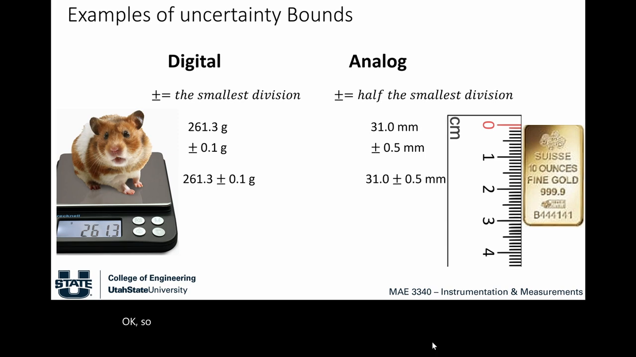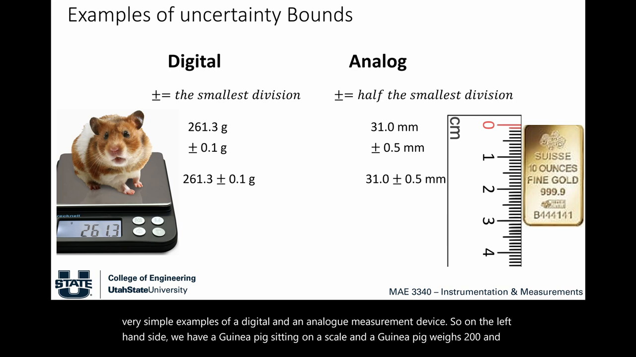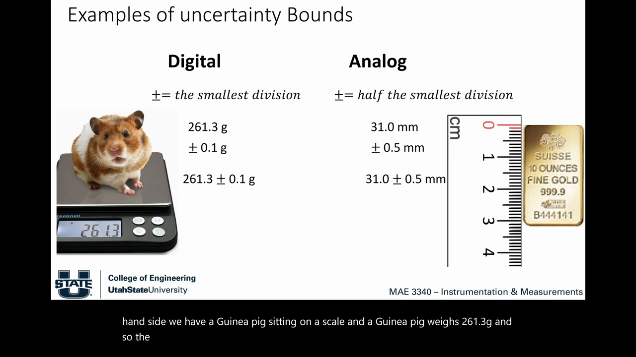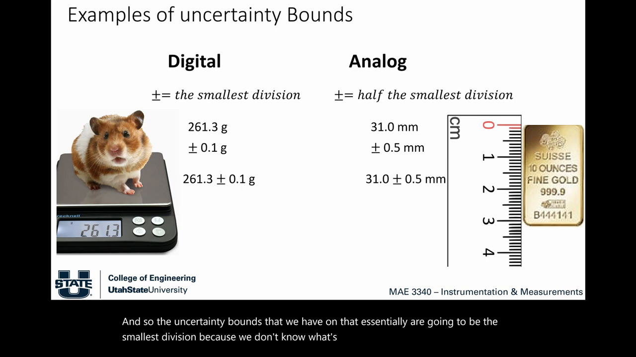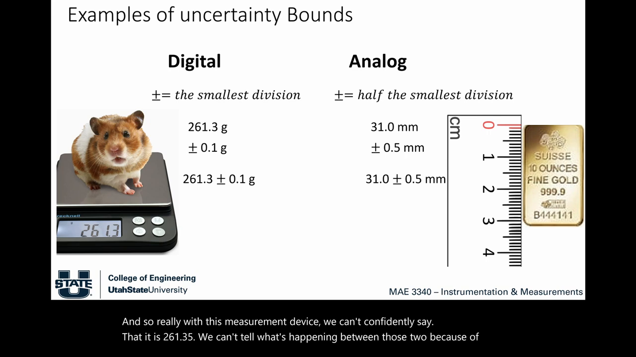Okay, so as a quick introduction to uncertainty bounds, I just wanted to give a couple of very simple examples of a digital and an analog measurement device. So on the left-hand side, we have a guinea pig sitting on a scale, and the guinea pig weighs 261.3 grams. And so the uncertainty bounds that we have on that essentially are going to be the smallest division because we don't know what's happening between 261.3 and 261.4. And so really, with this measurement device, we can't confidently say that it is 261.35. We can't tell what's happening between those two because of the resolution of that digital scale.